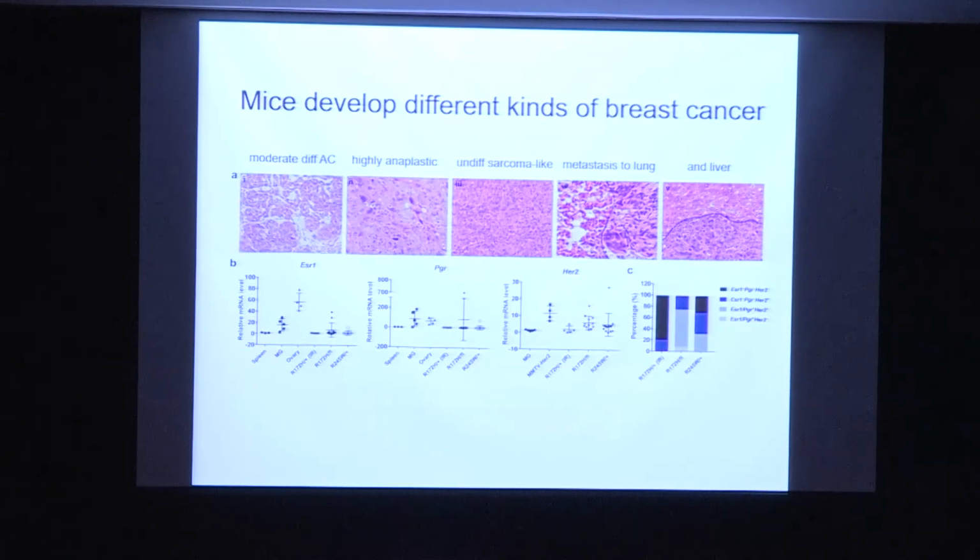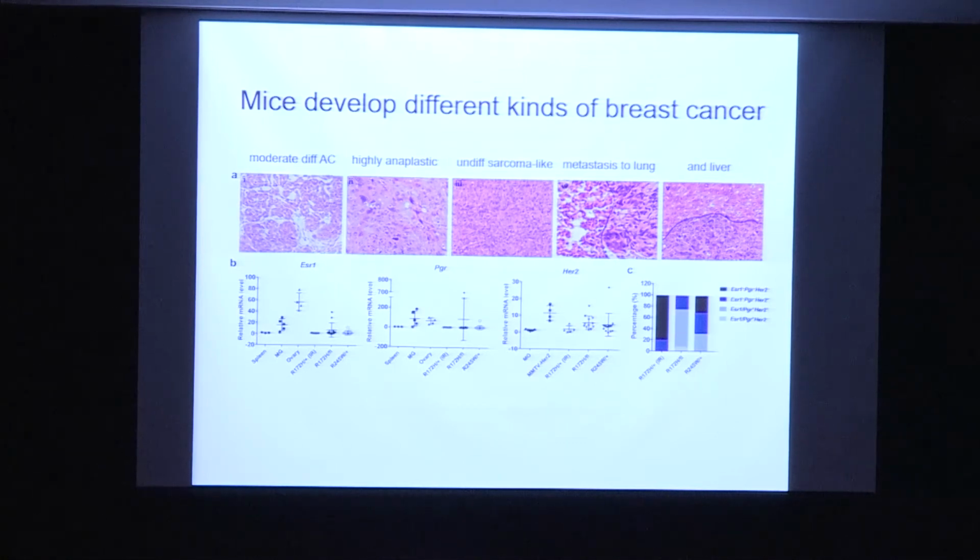Okay, the mice develop different kinds of cancers. Different kinds of breast cancers. So this is a moderately differentiated adenocarcinoma, highly anaplastic. This is sarcoma-like, and then here I'm showing you the metastases, and we get mets to the lung and to the liver.